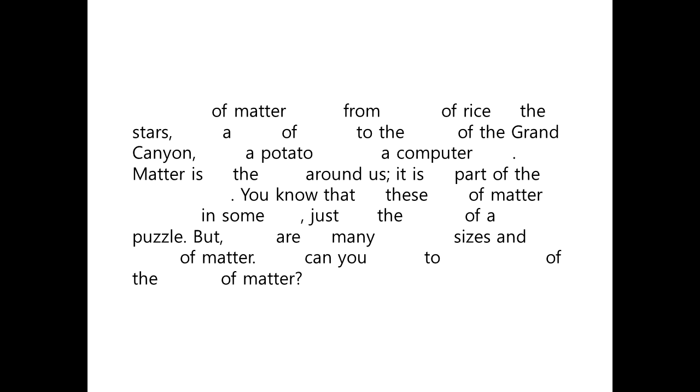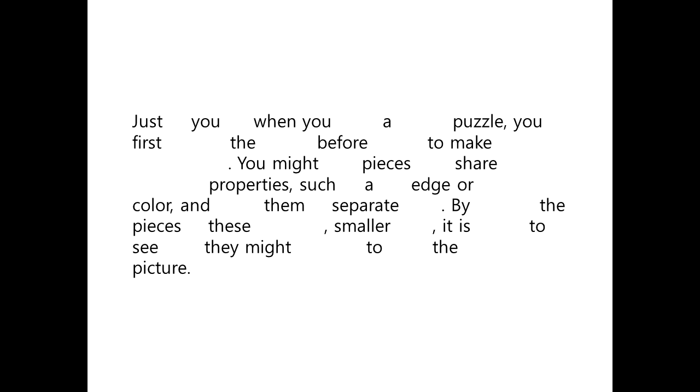It is all part of the same puzzle. You know that all these bits of matter connect in some way, just like the pieces of a jigsaw puzzle. But there are so many different sizes and kinds of matter. How can you begin to make sense of the puzzle of matter? Just as you do when you work a jigsaw puzzle, you first classify the pieces before trying to make connections. You might find pieces that share common properties, such as a flat edge or the same color, and place them in separate piles. By placing the pieces in these separate, smaller piles, it is easier to see how they might connect to form the completed picture.